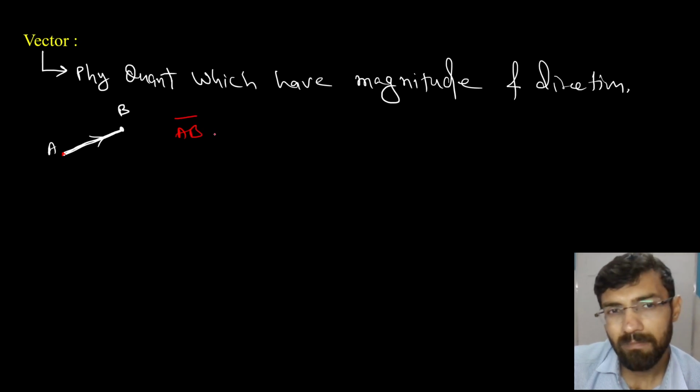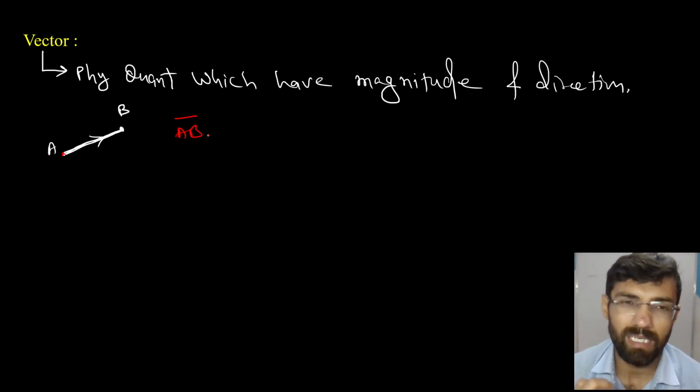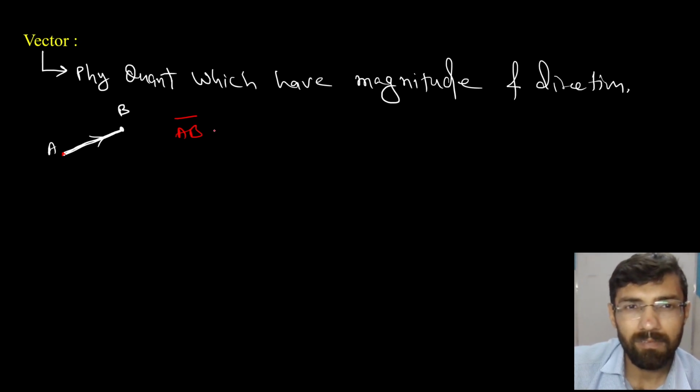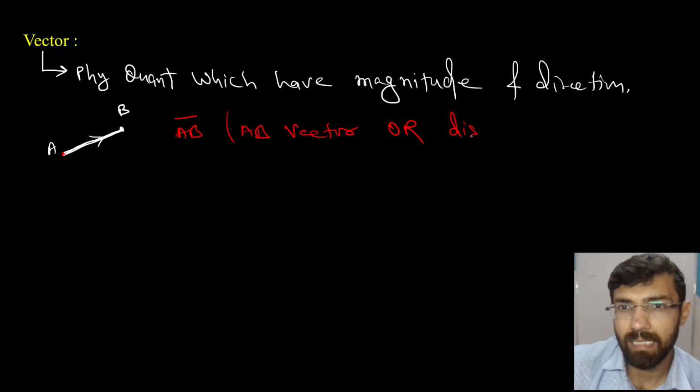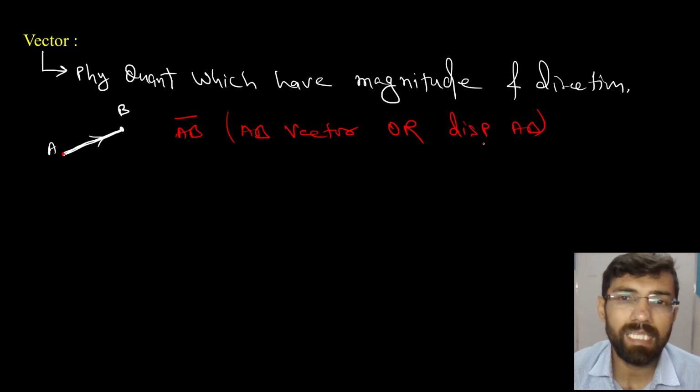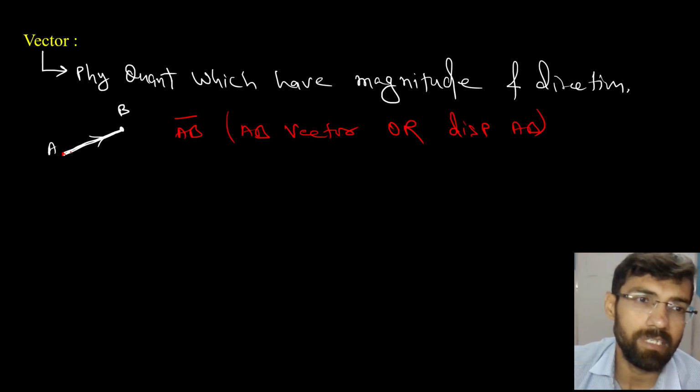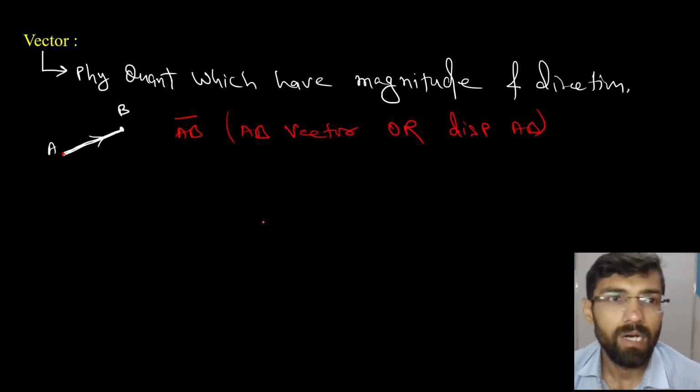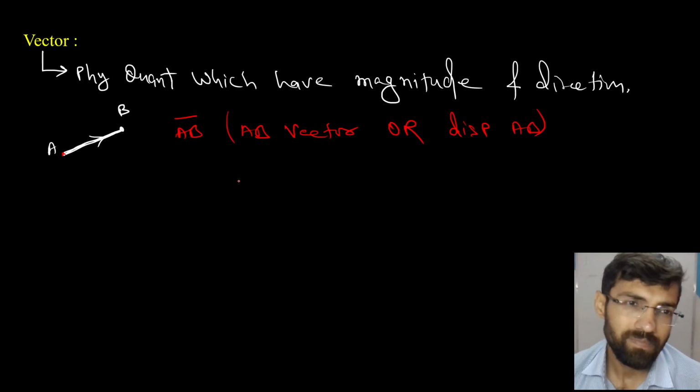In general, to understand it, you can read it as AB vector, but we can also say displacement AB. Why? Because vectors are quite easy to visualize if we see them in terms of displacement. Displacement AB means you displaced from A to B. Okay, so this is about vectors.